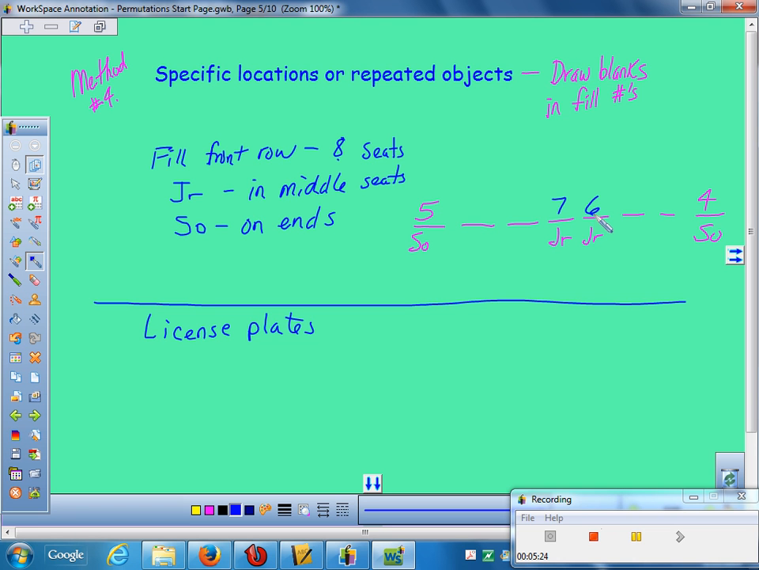So how many people are still left? Because if there are 12 of you right now, and we've seated 4 people, there are 8 of you left yet that haven't sat down. You're still standing up. So therefore, when I go to fill that one in, there would be 8 people who could sit here, then 7, then 6, then 5.